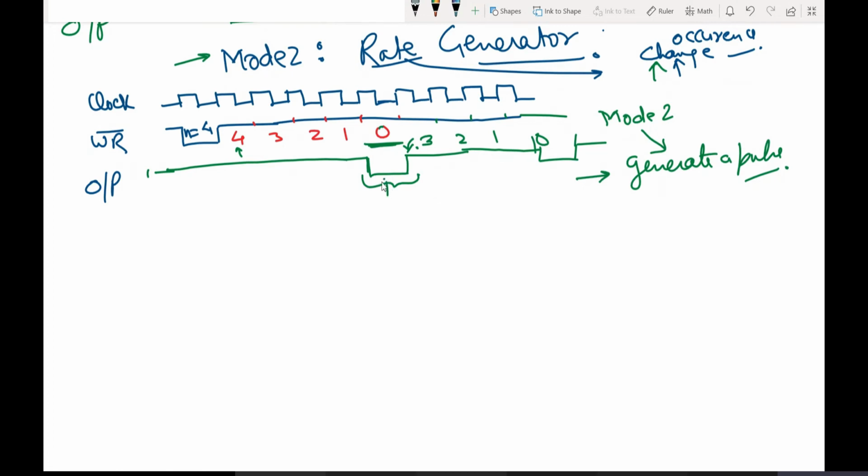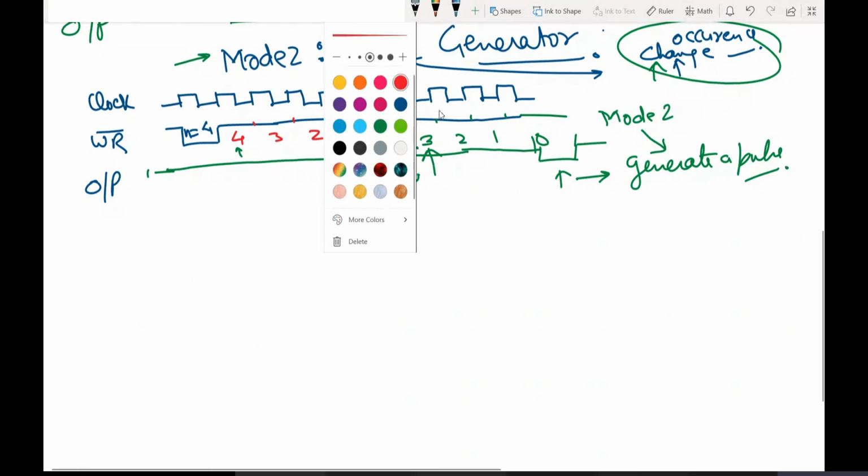So this single pulse is reoccurring. Single pulse is reoccurring with a change. What is the change? The change in the value of the count. So that's why we call this the rate generator. Is that clear? Is that clear?